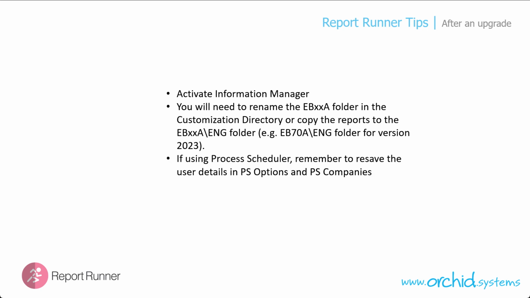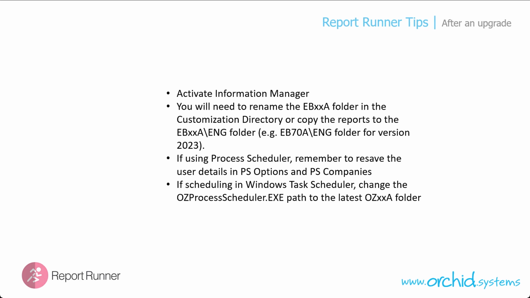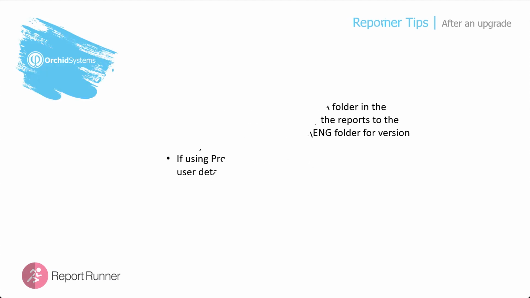If you are using Process Scheduler, there are also some tips to upgrade Process Scheduler, and primarily it is after activating Process Scheduler to resave the user details in Process Scheduler Options and Process Scheduler Companies. And if you are using Windows Task Scheduler, you also need to change the path to the program that is run by Windows Task Scheduler, because it's now being picked up from the new OZ folder.